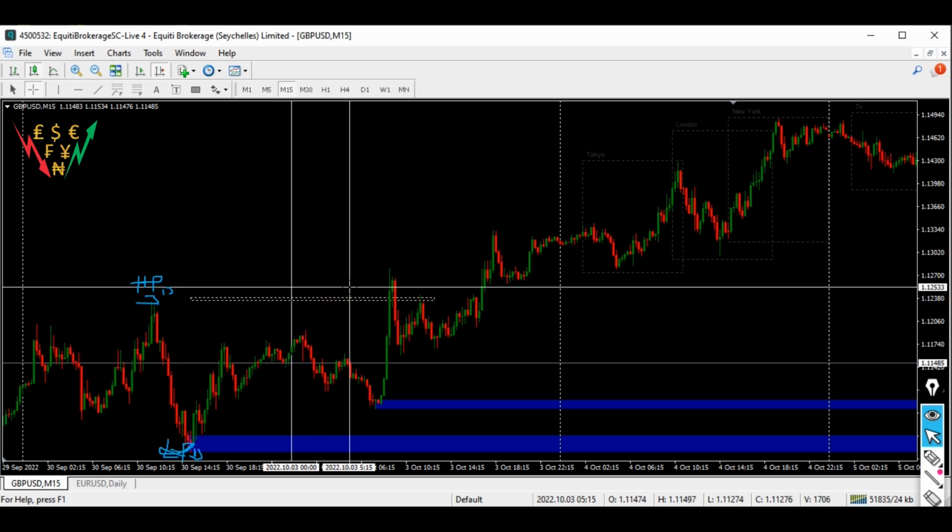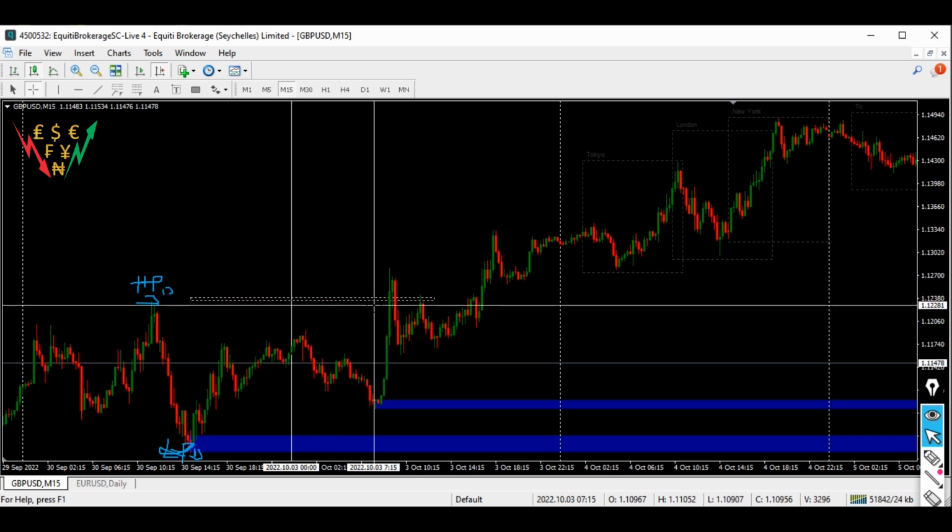Now the Tokyo session is the time that I use the Tokyo charts, the candlesticks that are printed on the chart, to analyze the market structure within that time for me to get an entry.